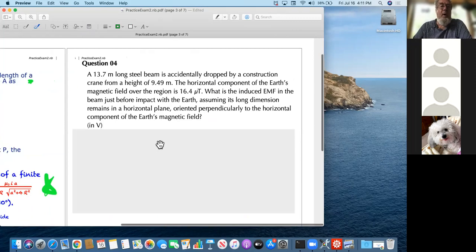Here's question number 4. A steel beam is accidentally dropped from a construction crane from a certain height. It's moving in the Earth's magnetic field. What's the induced EMF just before it hits the Earth? Never mind that it says it's a steel beam. This isn't a very realistic idea that it's a steel beam, but the idea is you have a conducting rod moving in a magnetic field.